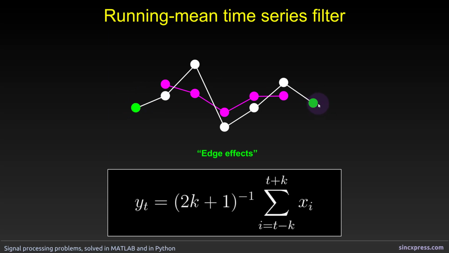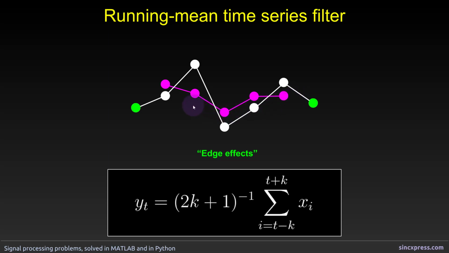There are a few options. One is to set them to be the original signal, so the filtered signal, the pink signal, would go here, and then here it would stop here at this point. Another is to simply ignore them, so you would just crop off the first and the last data point from the filtered signal, which is what I'm showing here.